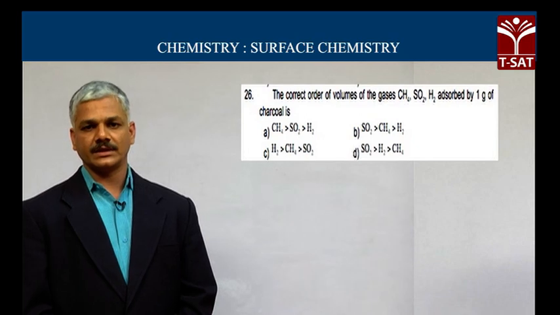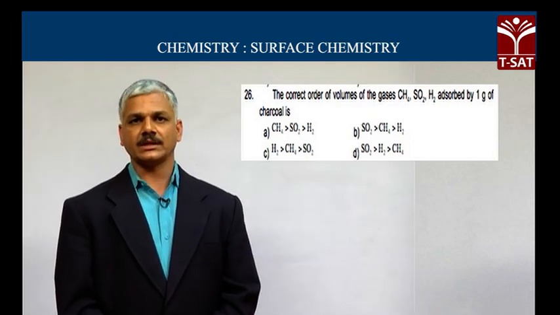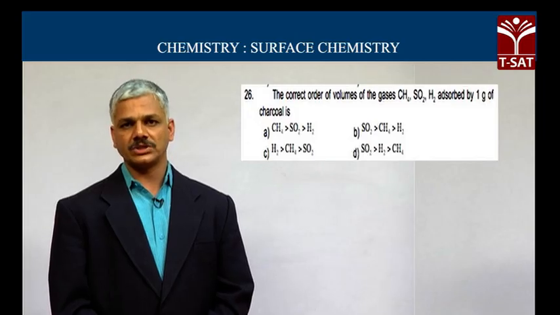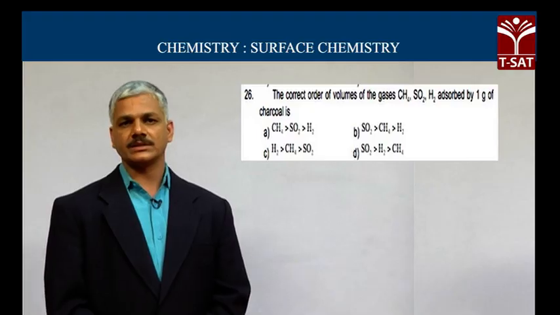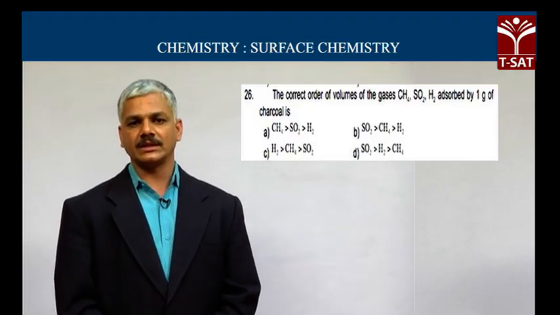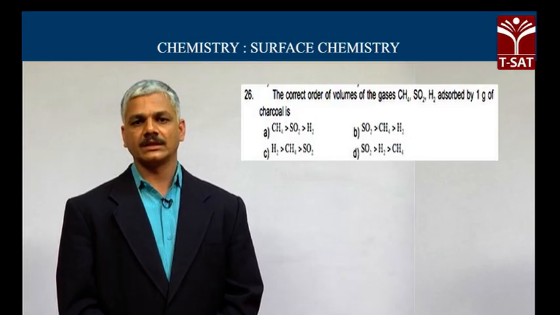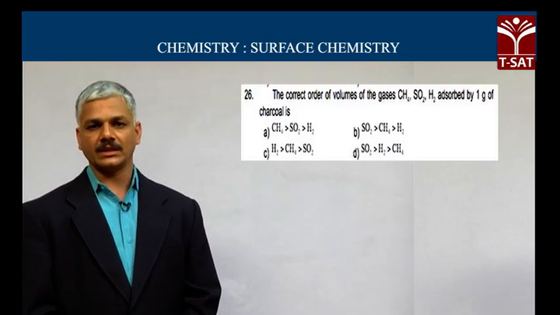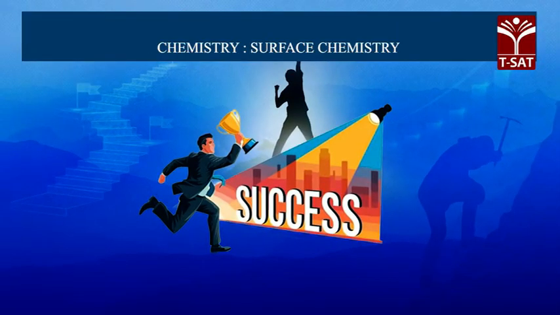The extent of adsorption of a gas on a specific adsorbent depends on its critical temperature value. With increase in the critical temperature value, extent of adsorption always increases. In the given gases, sulfur dioxide has the highest critical temperature value, followed by methane, followed by hydrogen. Hence, the correct option is B.